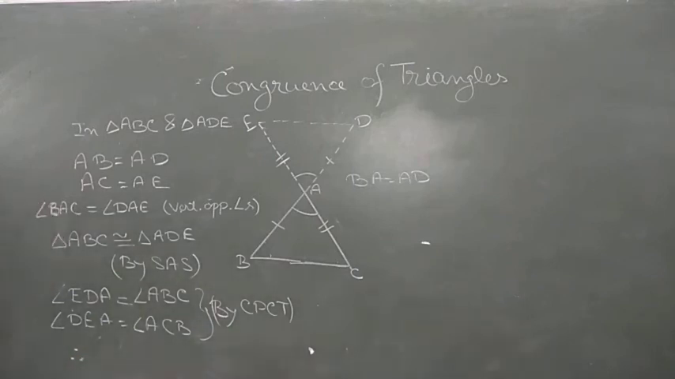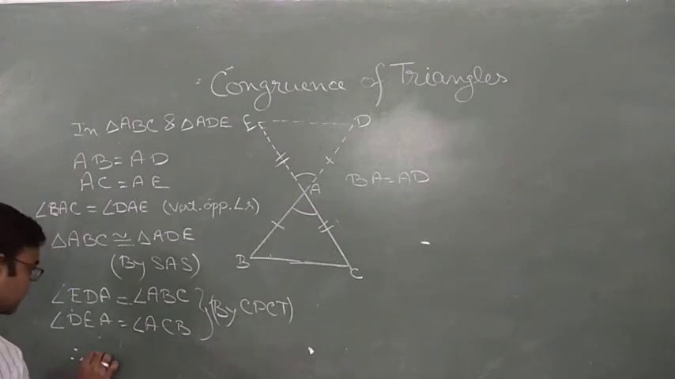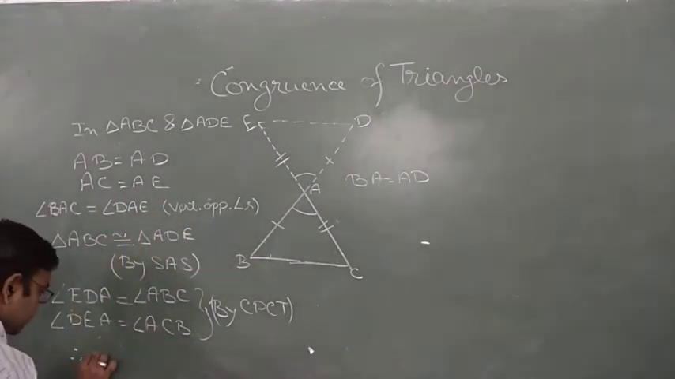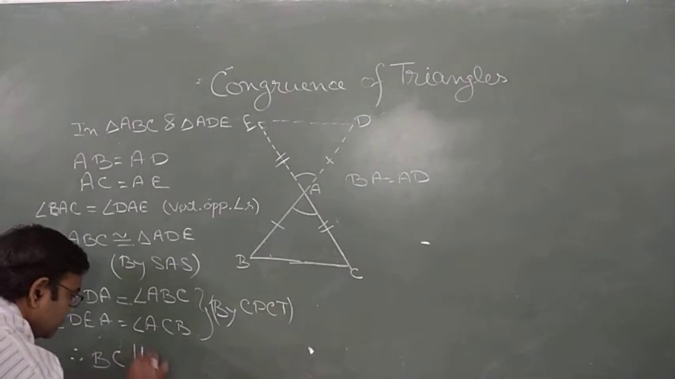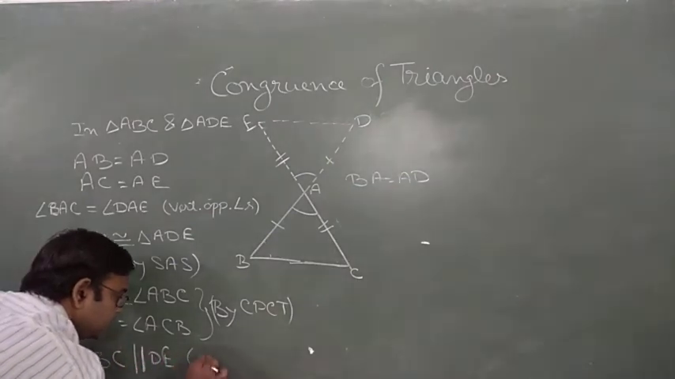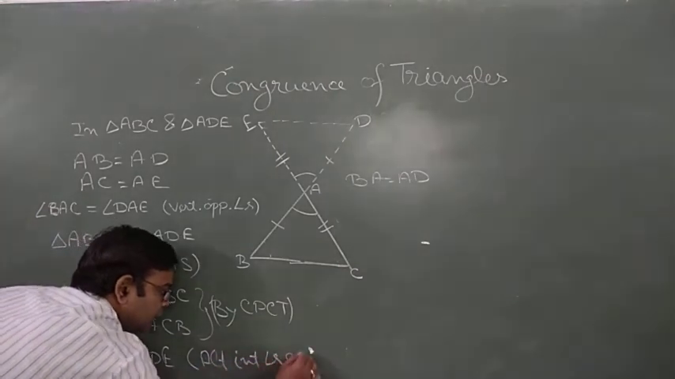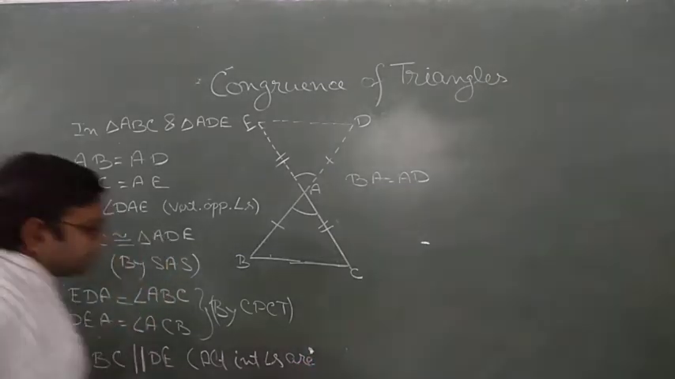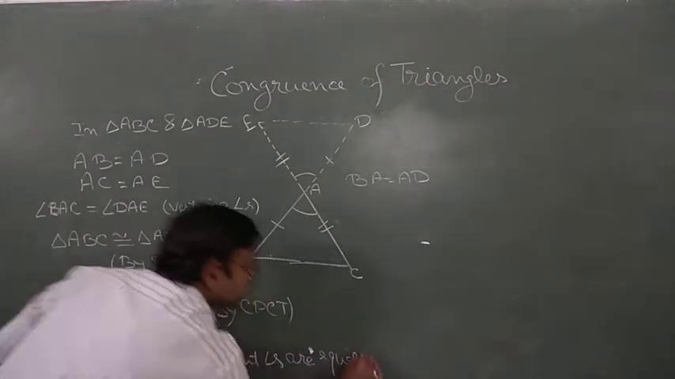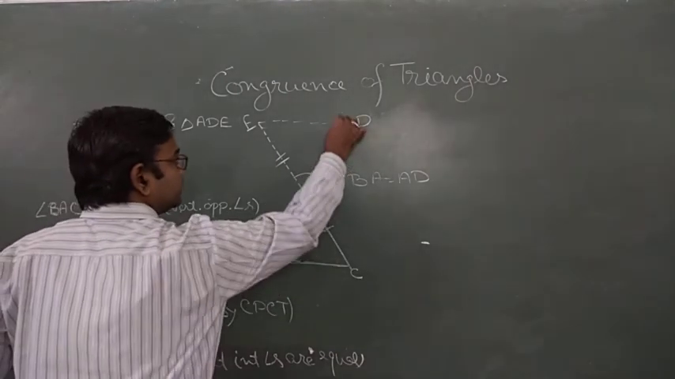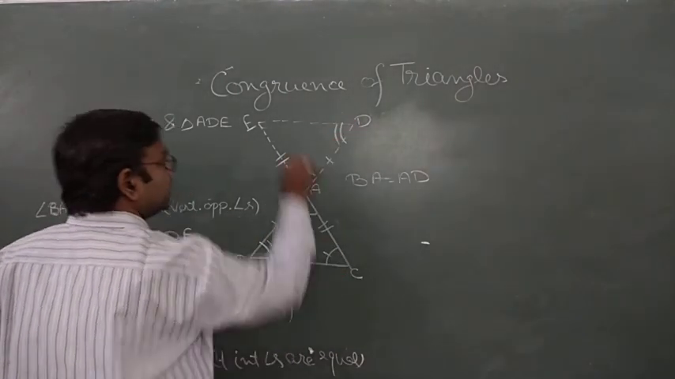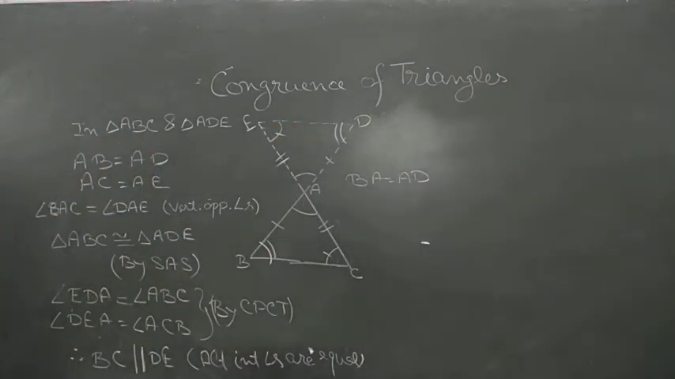Is this point visible? My writing is a little bit messy. Okay, see, therefore we can say that BC is parallel to DE. Why? Because alternate interior angles are equal. Means these angles and these angles are equal to each other. This angle and this angle are equal to each other.